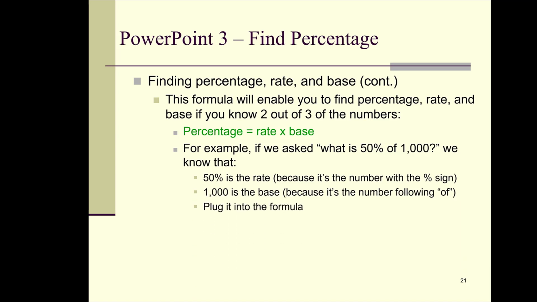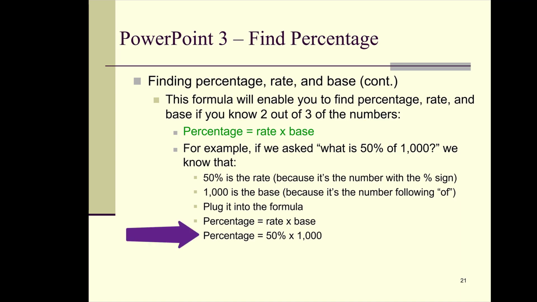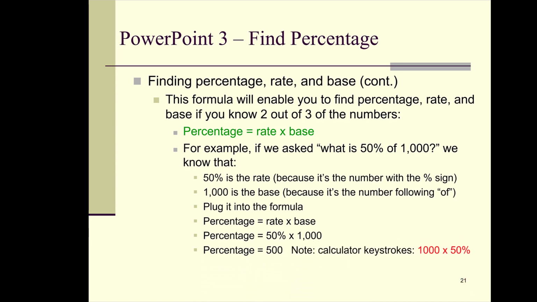So we're going to plug those two numbers into the formula. So remember, the formula is percentage equals rate times base. So I'm going to plug 50% in for the rate, 1,000 in for the base. So now the formula is percentage equals 50% of 1,000. Then we can use our calculator to calculate that. The percentage must be 500. How did I calculate that? 1,000 times 50%. So the answer to this question would be 500 is 50% of 1,000.